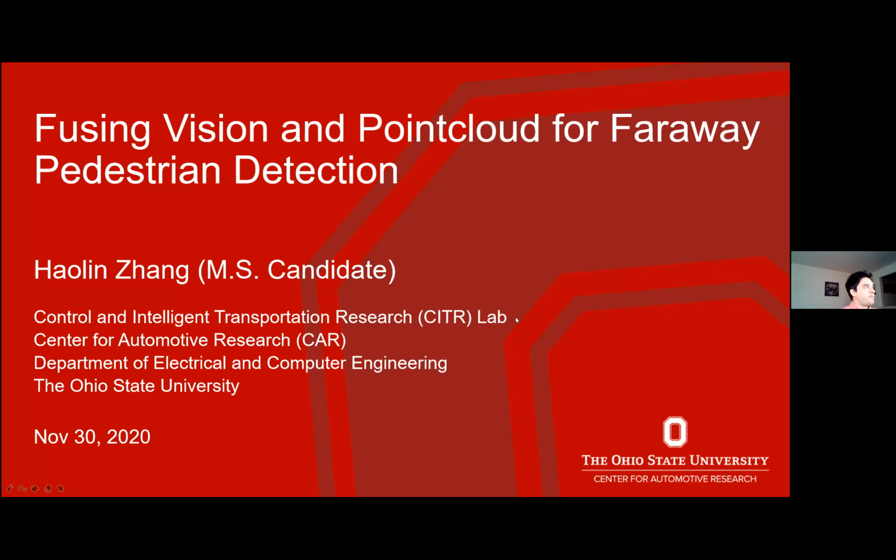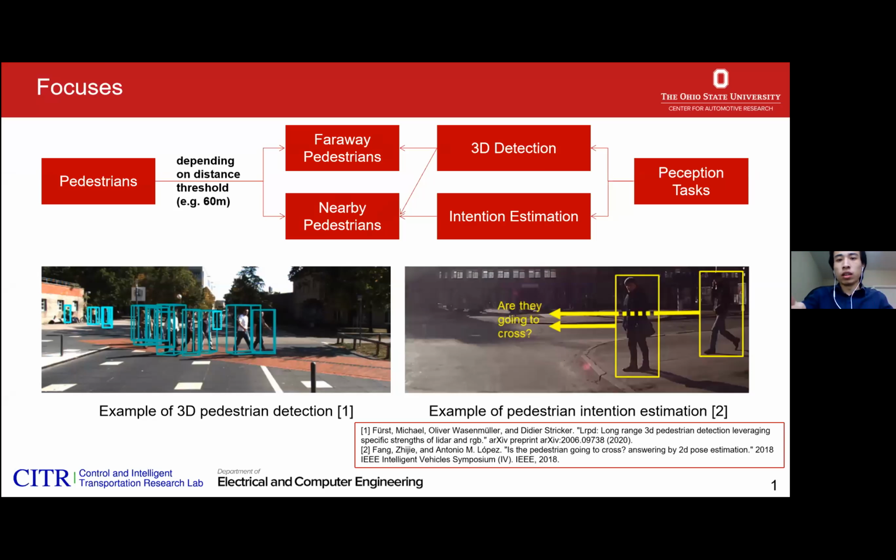Hi everyone, I'm Haolin Zhang, and today I will present our work using vision and point cloud for faraway pedestrian detection. In urban scenarios, it is important for autonomous vehicles to interact with pedestrians. Our research also focuses on pedestrian perception tasks, including 3D object detection, especially for pedestrians, and pedestrian intention estimation. For faraway pedestrians, detecting them is difficult.